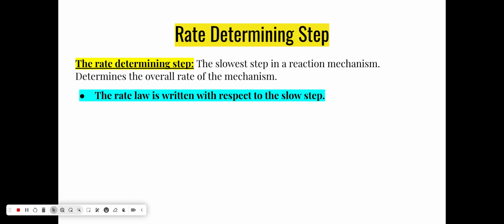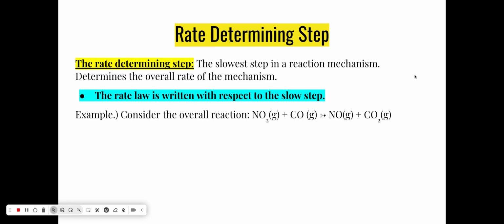Similar to a chemical reaction, the rate determining step, which is the slowest step in that mechanism, determines the overall rate. You can't go faster than your slowest person, right? So that's what's happening here with the rate determining step.